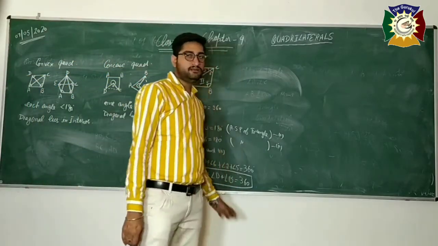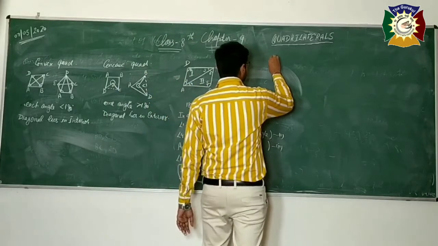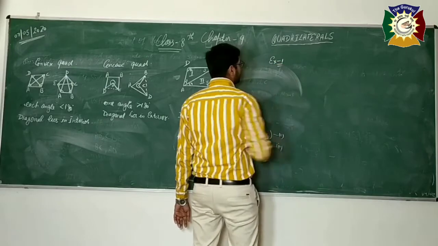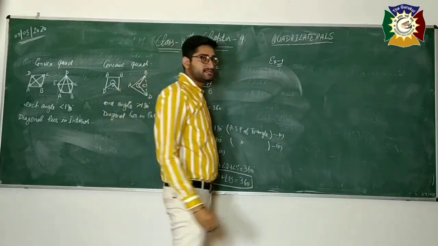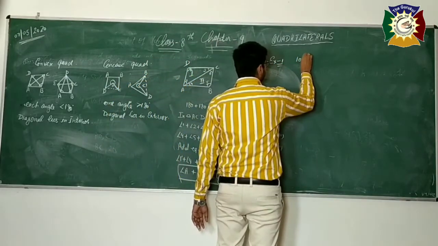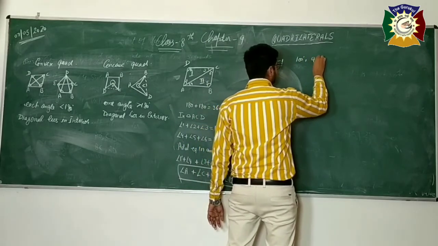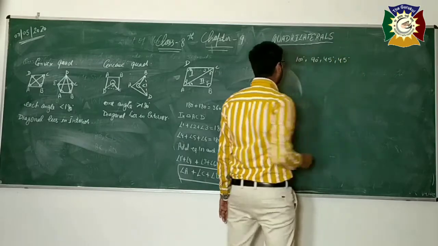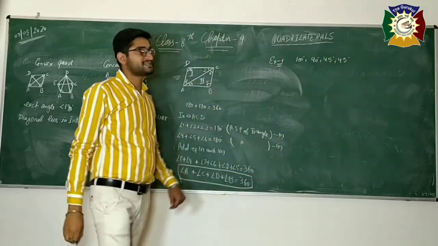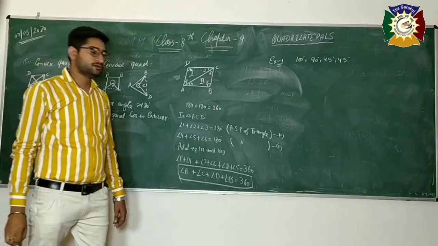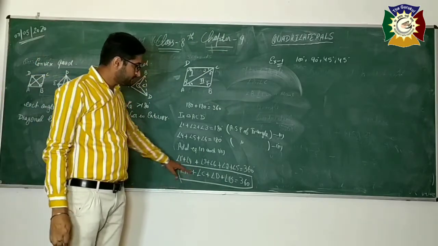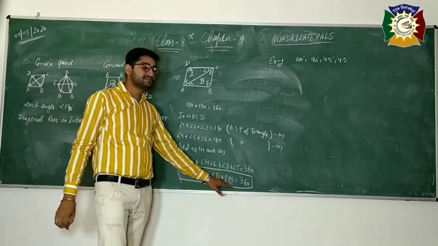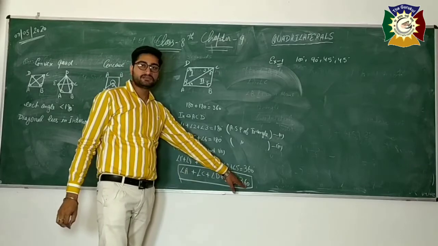Let's take some examples. Example 1. Now we have to check that these 4 angles given, 100 degree, 90 degree, 45 degree, and 45 degree, are the angles of a quadrilateral or not. Now let's see, what's the angle property of the quadrilateral? When we add the 4 angles, they form a sum of 360 degree.